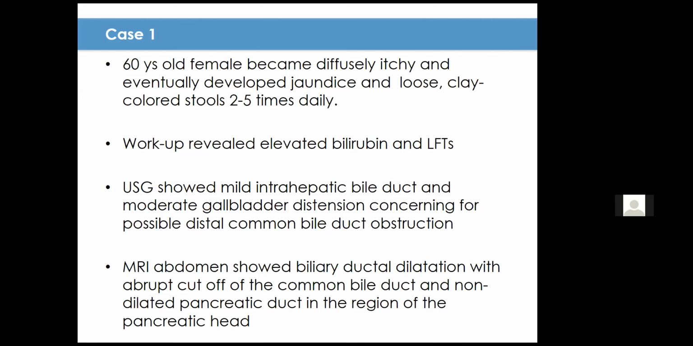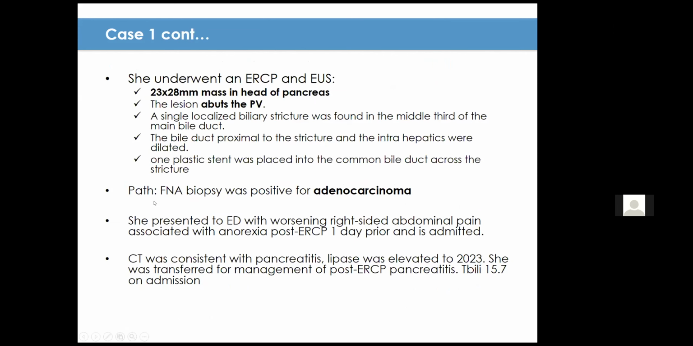Subsequently, an MRI was ordered that actually showed bile duct dilatation with abrupt cutoff of the common bile duct and a dilated pancreatic duct in the region of the head of the pancreas. She then underwent an ERCP with EUS that visualized a 2 by 2.8 centimeter mass in the head of the pancreas, the lesion above the portal vein.